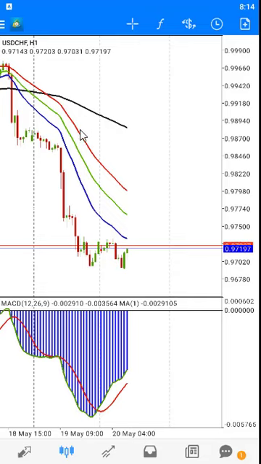Now this red one here, as you can see, I'm pointing on it, is the 50 period moving average. This green one here is a 34 period moving average. This blue one here is the 20 period moving average. That means this blue one is the fastest of all of them. So we use all of them to trade, and I'm going to show you how to do that.